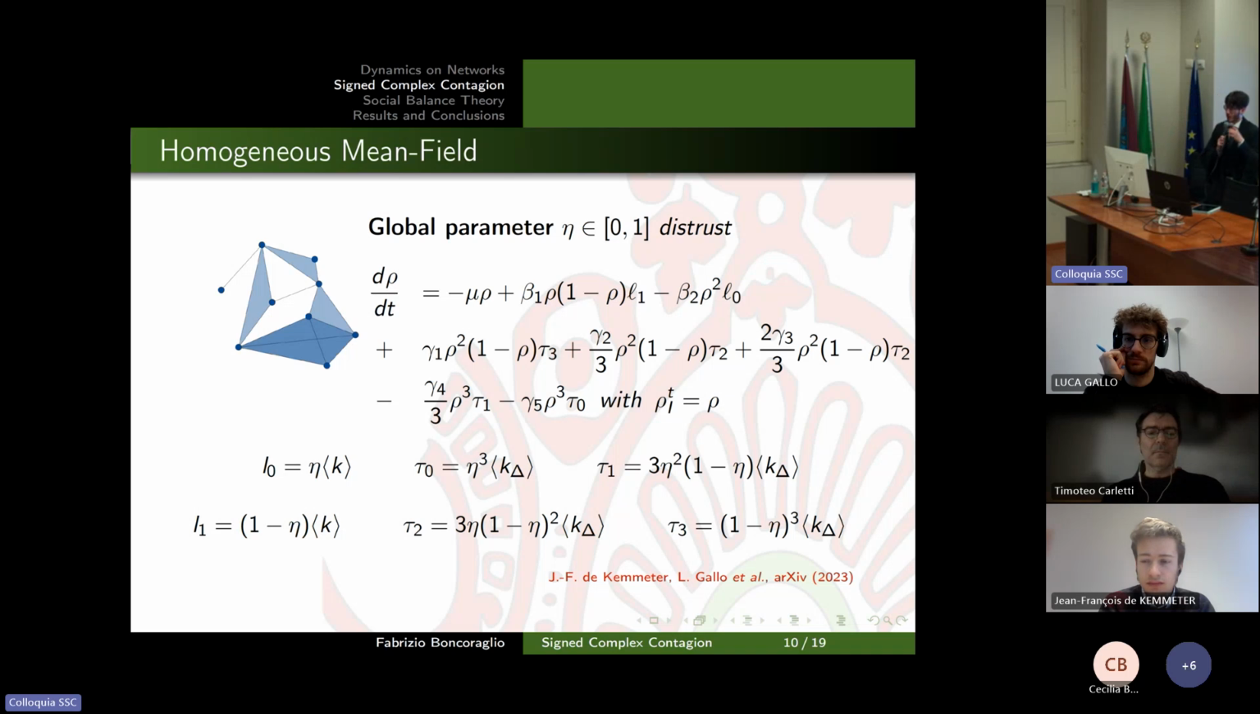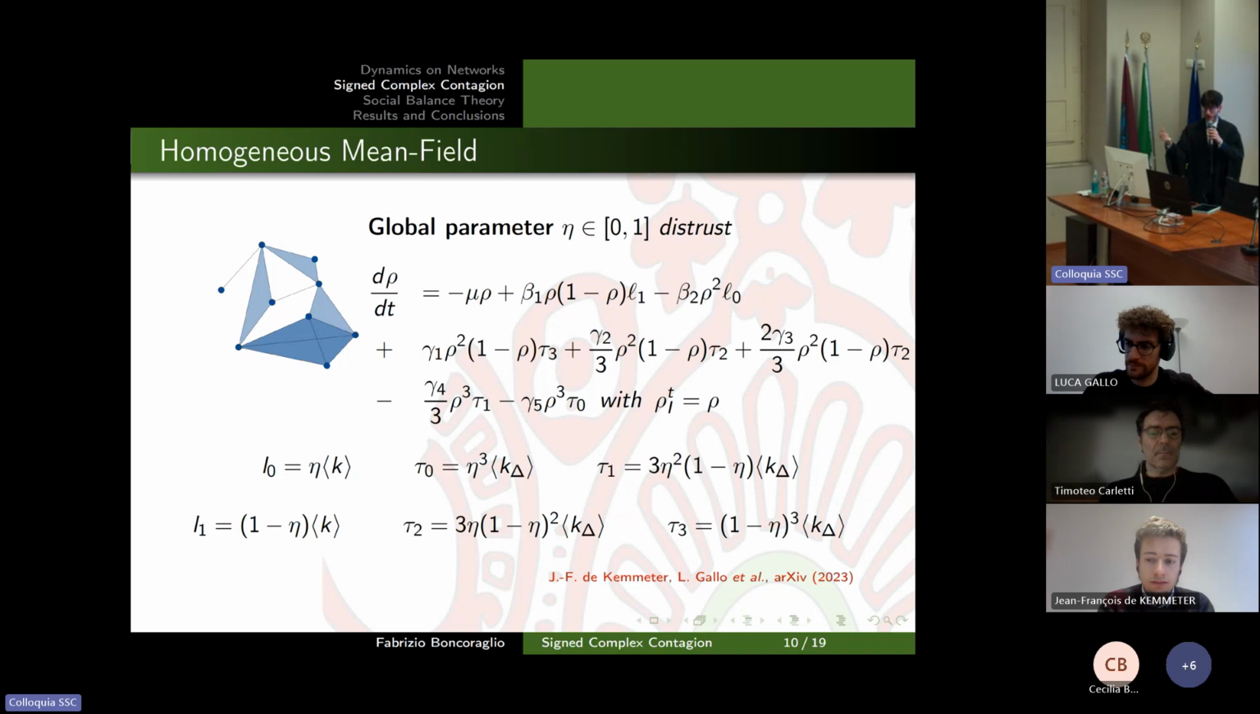And the fact that we are using simplicial complexes, so we are sure that if we have a triangle, then we automatically must have the three links that form the triangle, allows us to write not only the average number of links with a minus sign, with zero positive signs. This is the average number of links in the network L0 with 0 plus signs. This is the average number of links in the network L1 with 1 plus sign. And this is true, but we can also write the average numbers of triangles tau with 0, 1, 2, and 3 positive links as a function of eta. So we are capturing the information about the topology of the network in three different parameters.